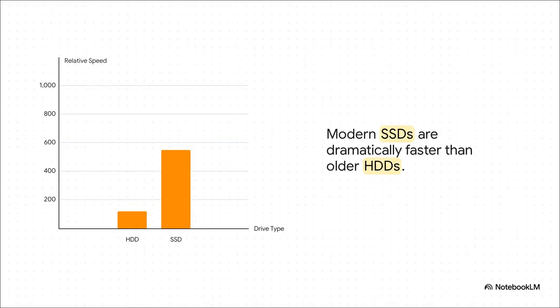Older computers used hard disk drives. These things had actual spinning metal platters inside. Modern machines use what's called solid-state drives, or SSDs, which have no moving parts at all. And the speed differences, well, you can see it right here. It's dramatic. This is the single biggest reason why a new computer feels so much faster when you're booting it up or opening files.